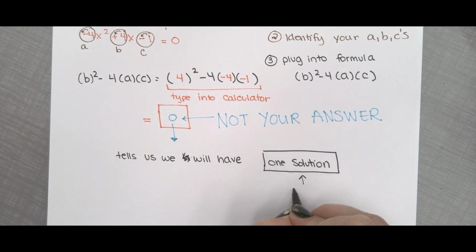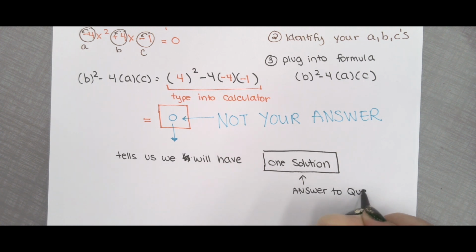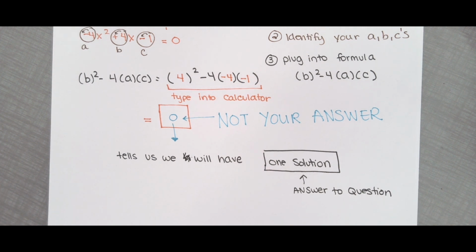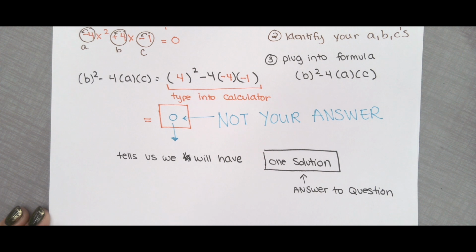This is the answer to the question. It's not asking us what the answer is. It's asking us how many answers will we get. Well, we will get one answer. We will get one solution. And this is called the discriminant. Any questions about the discriminant, beautiful people? Any questions about the discriminant?